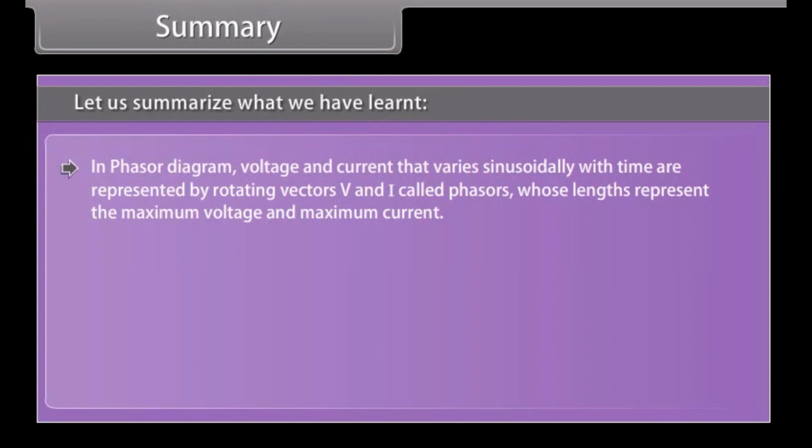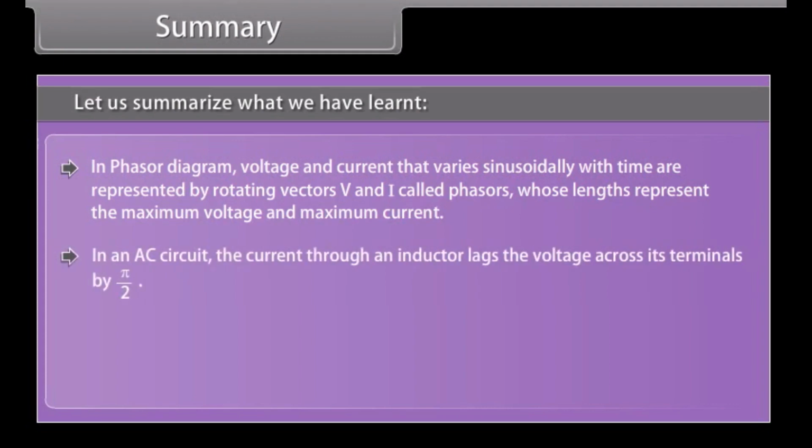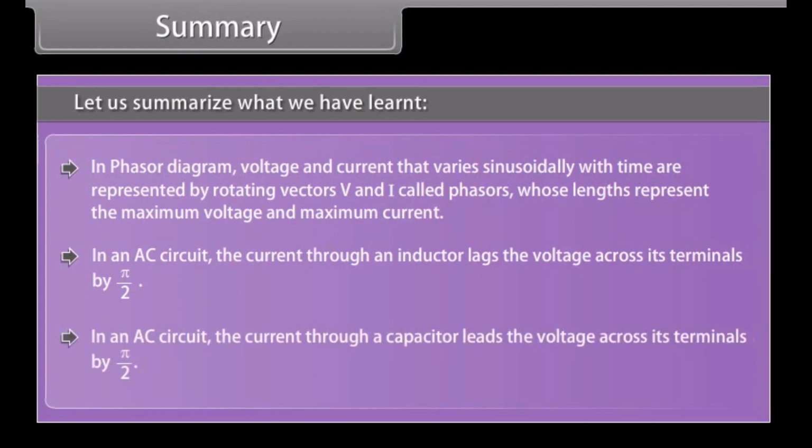In phasor diagram, voltage and current that vary sinusoidally with time are represented by rotating vectors V and I called phasors, whose lengths represent the maximum voltage and maximum current. In an AC circuit, the current through an inductor lags the voltage across its terminals by pi by 2. In an AC circuit, the current through a capacitor leads the voltage across its terminals by pi by 2.